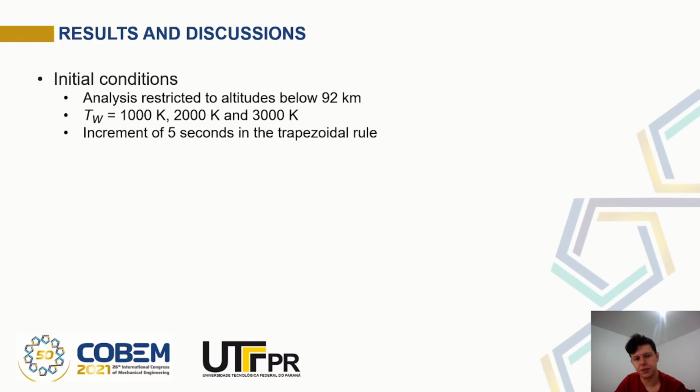So, before we start talking about results, it is important to look at some conditions. This analysis was restricted to altitudes below 92 kilometers. The three wall temperatures were 1000, 2000, and 3000 kelvins. Those are the temperatures of the surface of the space vehicle. And the time increment used in the trapezoidal rule to obtain the heat load was 5 seconds.